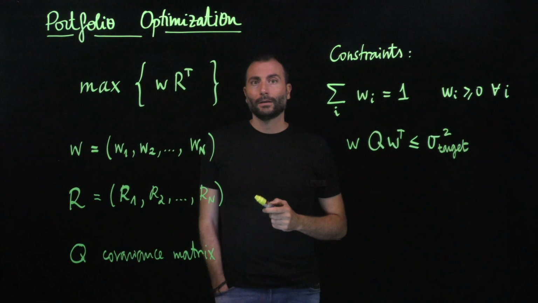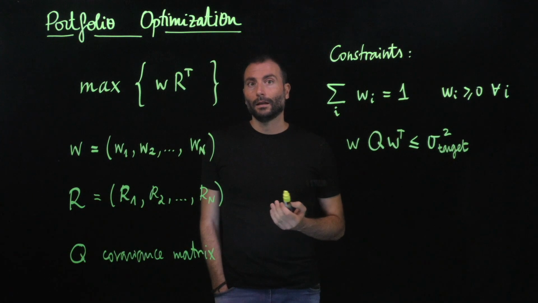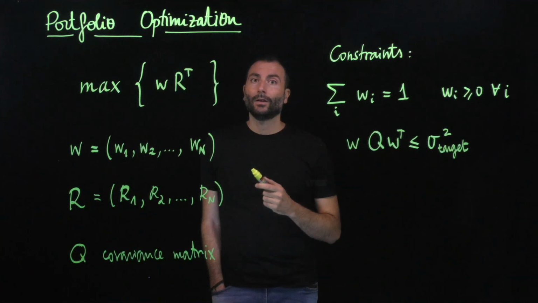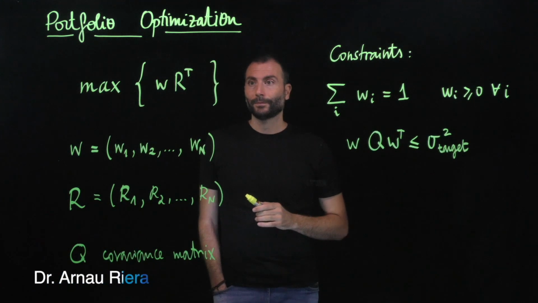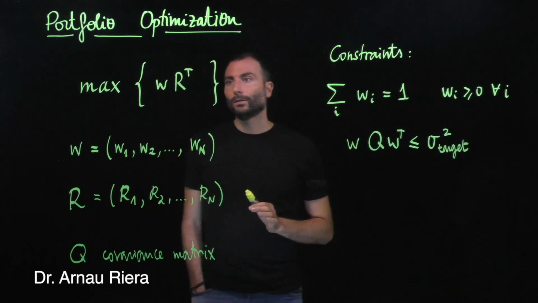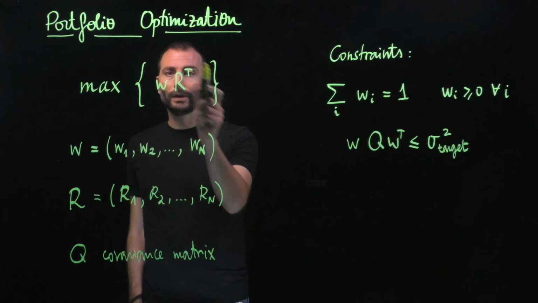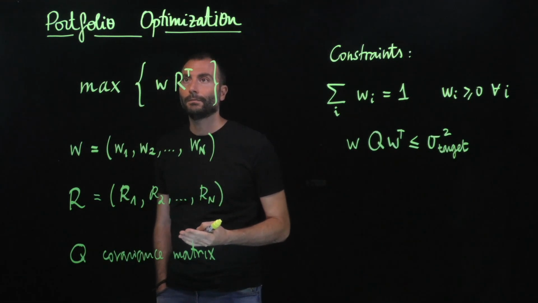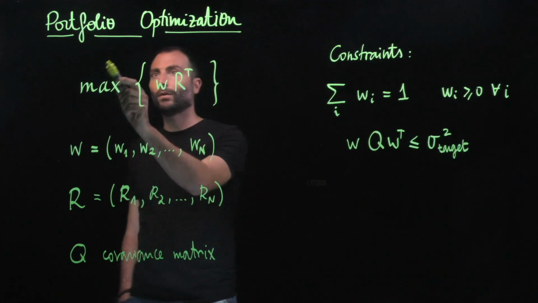So now we would like to consider another interesting problem, and that is portfolio optimization, which can also be mapped into a QUBO problem. The problem is the following: we want to maximize the return of some investment, and the investment is made by means of a portfolio.